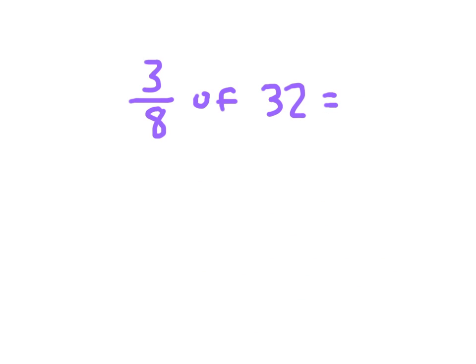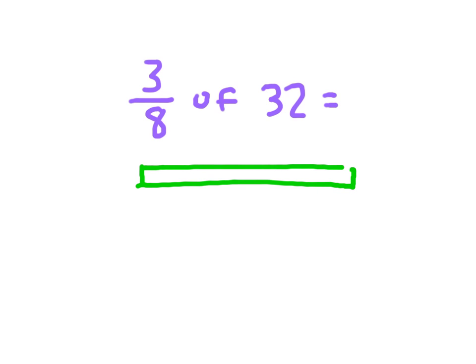3/8 of 32. Again, thinking of a bar, we're getting stuck. We have to think of multiple ways to remember. We take 3/8 of that bar, so we need to divide the bar into 8s. 1, 2, 3, 4, 5, 6, 7, 8 parts, and then we're just looking at 3 of those parts.